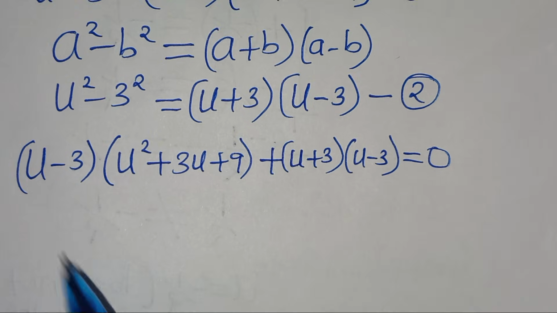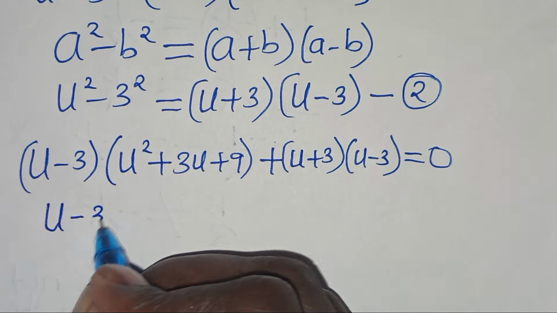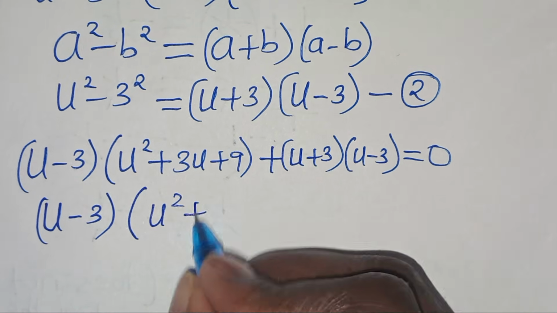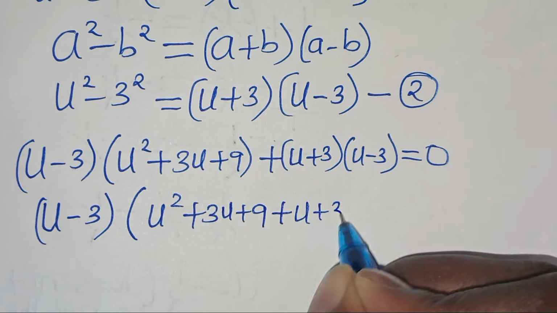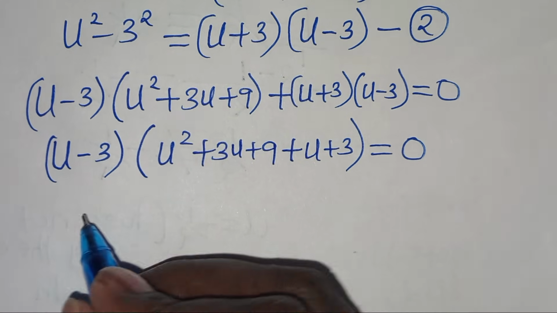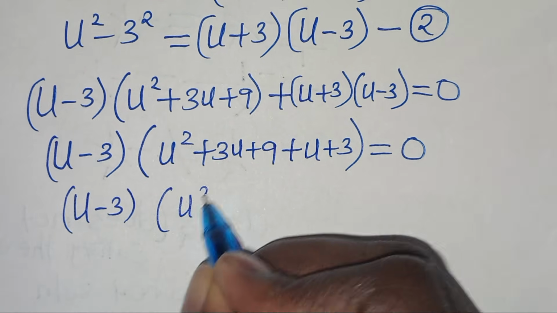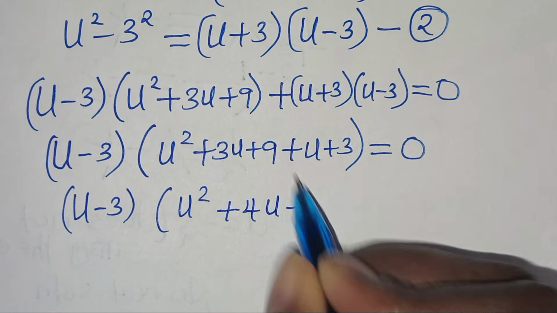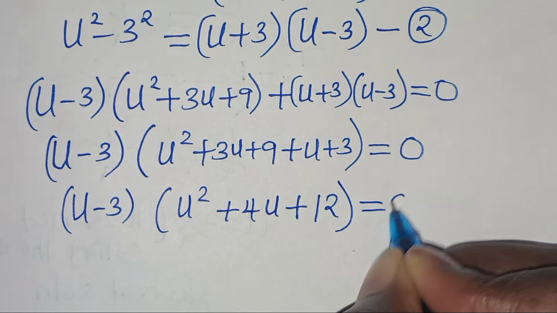Now we have that u minus 3 is common here, so we can factor out u subtract 3 into the parentheses. This is u to the power of 2 plus 3u plus 9, then plus u plus 3, close the parentheses. This is equal to 0. So we have u minus 3. Here we have u to the power of 2, 3u plus u, this is 4u. Then plus 9 plus 3, this is 12. This is equal to 0.